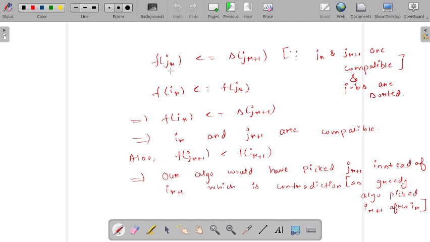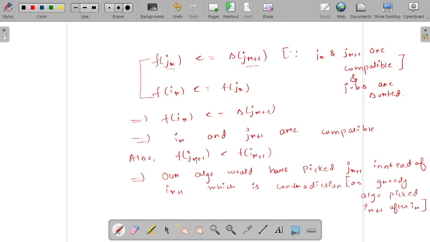We know that JR and JR plus 1 are compatible jobs. So from this, we can write that the finishing time of JR is less than or equal to the starting time of JR plus 1, since JR and JR plus 1 are compatible. And since our induction hypothesis says the finishing time of IR is less than or equal to that of JR, we can use this. From these two statements, we can say that IR and JR plus 1 are also compatible with each other, right?